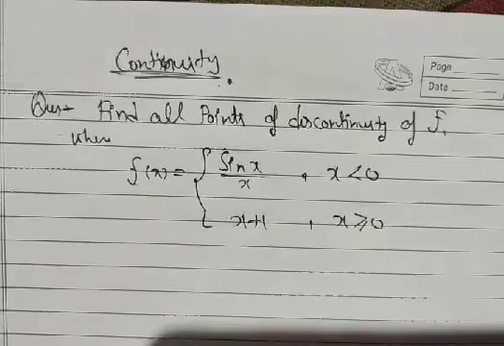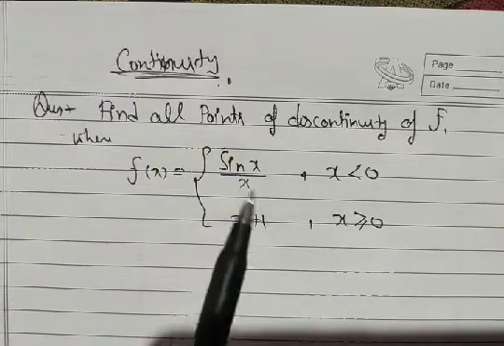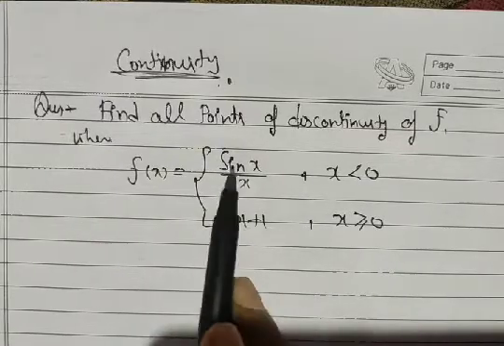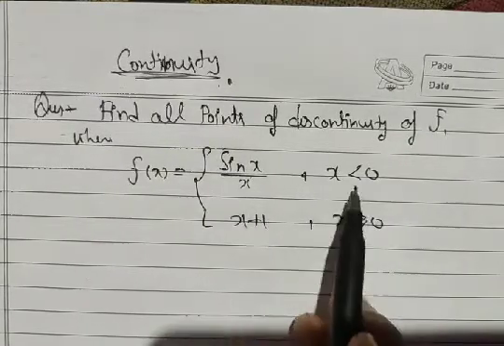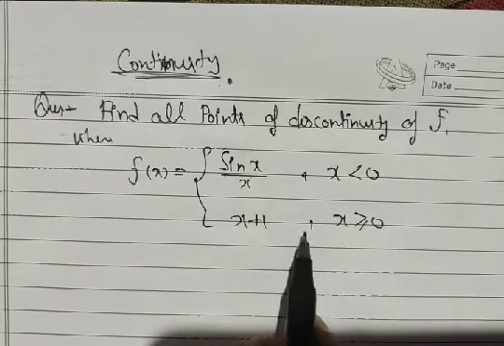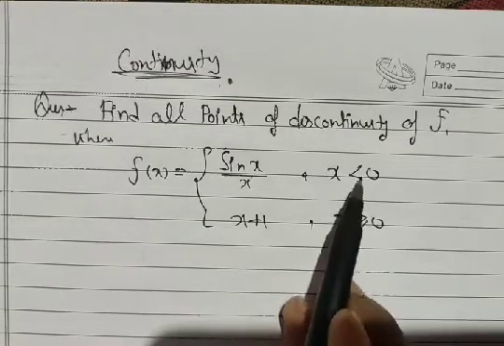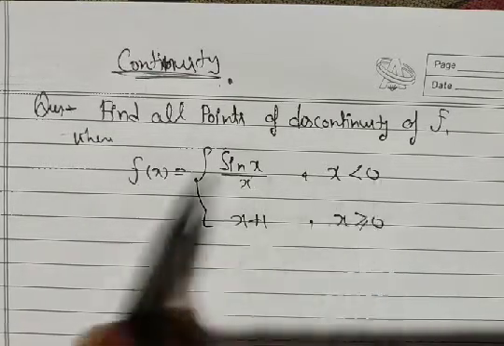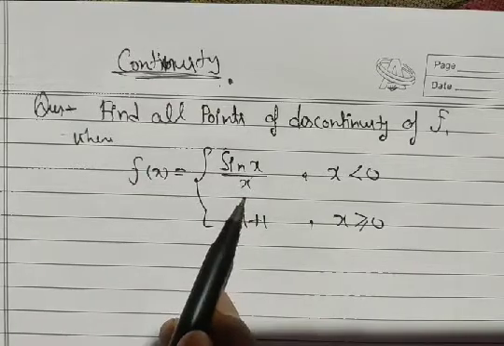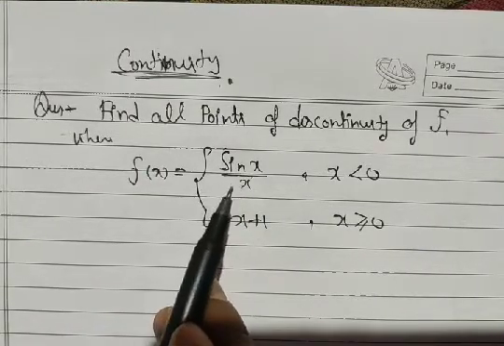One of the problems: we have to find all points of discontinuity of f, where our function f(x) is defined as sin x by x when x is less than 0, and secondly it is defined as x plus 1 when x is positive. Now look, when x is negative, our function is defined as sin x by x. Being a rational function, we know that it is continuous.